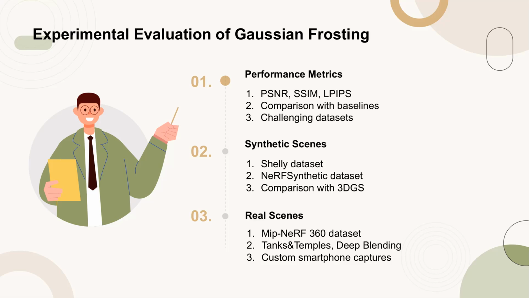In synthetic scenes, Gaussian frosting was tested on the Shelley and NeRF synthetic datasets, outperforming other methods including 3D Gaussian splatting. For real scenes, the method was evaluated on the Mip-NeRF 360 dataset, Tanks and Temples, Deep Blending, and a custom dataset of smartphone captures, demonstrating competitive performance against unconstrained Gaussian splatting.